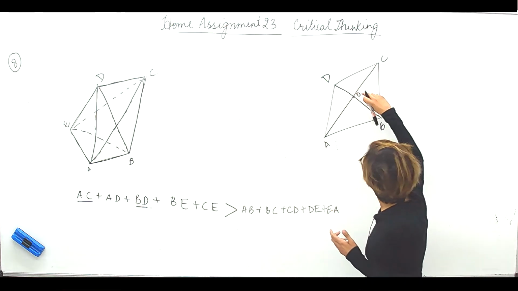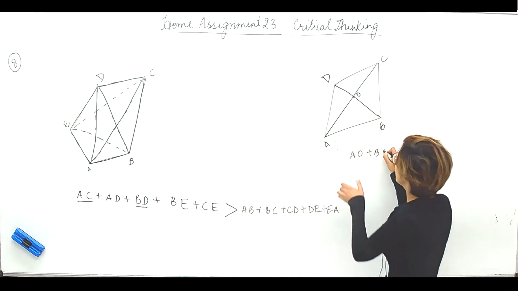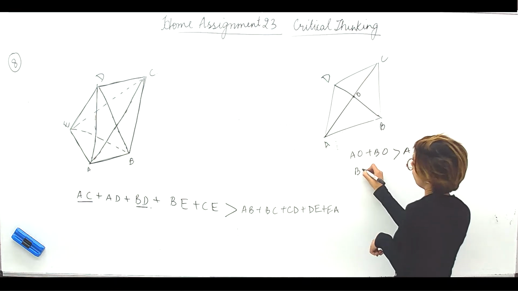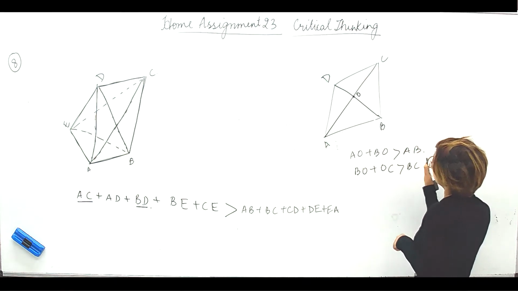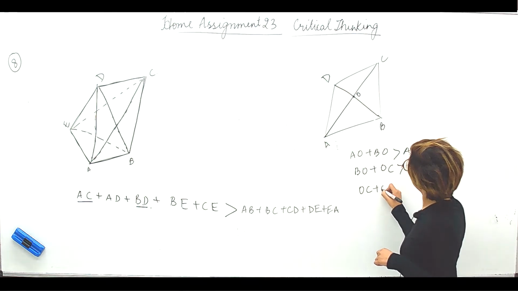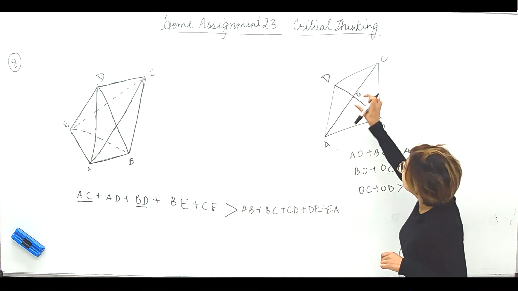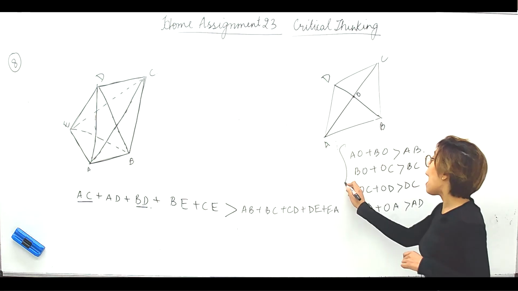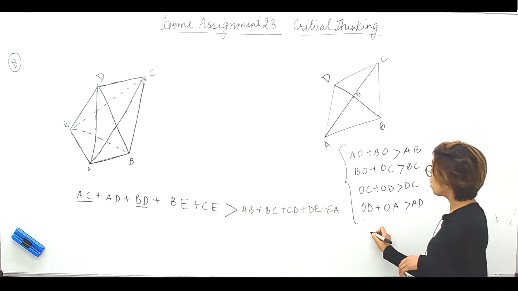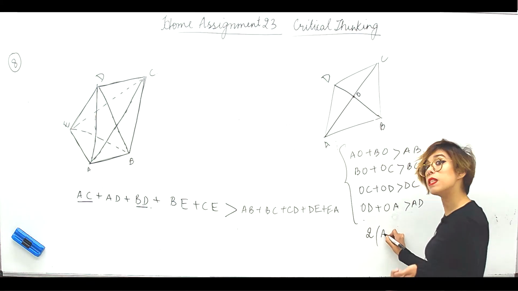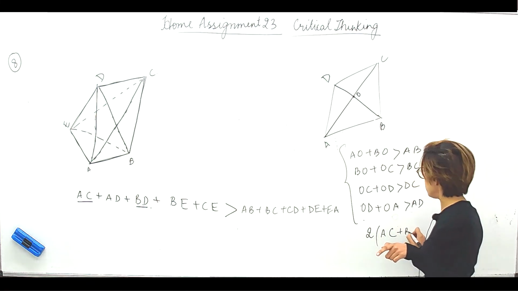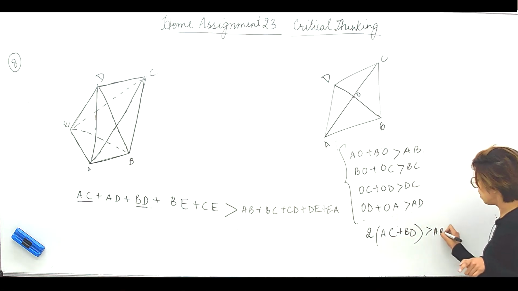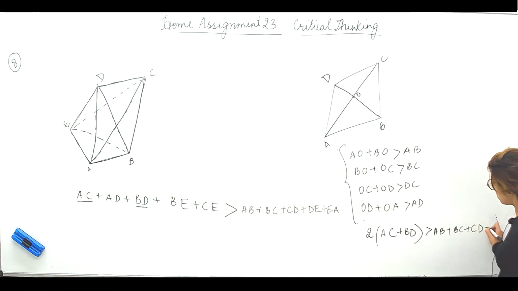Now, can I say that AO plus BO is greater than AB? Right? Also, can I say BO plus OC is greater than BC? Then OC plus OD is greater than DC? Then OD plus OA is greater than AD. Right? If I add the four inequalities, I'll get twice the sum of diagonals. So, 2 into AC plus BD is greater than the perimeter of the quadrilateral, so greater than AB plus BC plus CD plus DA.